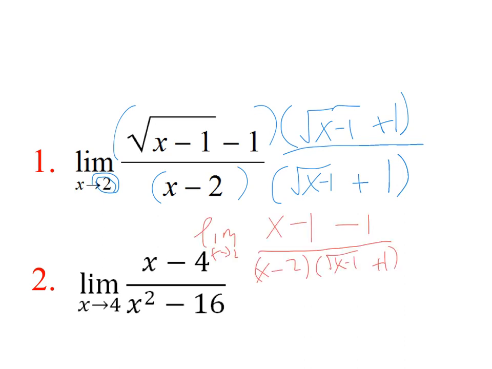So we're in luck. The top will be x minus 2, which means that the top and bottom are going to cancel, the x minus 2, of course. So when you plug in 2 now, you're going to get 1 over the square root of 1, which is 1, plus 1, which is 1/2.